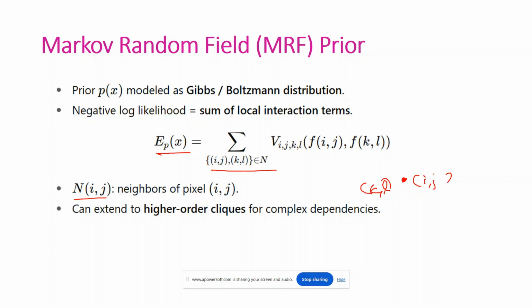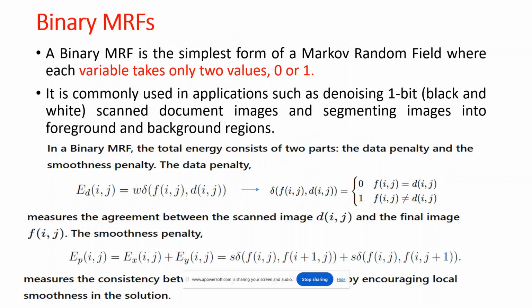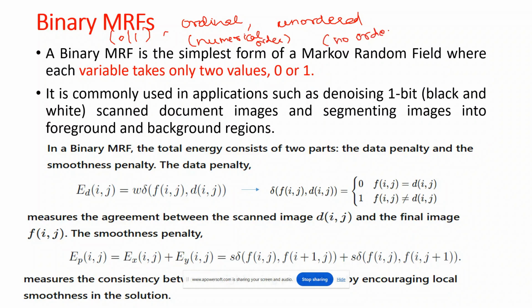So we represent (i, j), (k, l) belongs to the neighborhood, and we represent the compatibility function of all the neighboring pixels. Three types of Markov random field are going to be considered. One is binary, another is ordinal, and another is unordered. Binary will focus on 0 and 1. Ordinal will follow some numerical order. In unordered, no order will be followed or no labels will be defined.